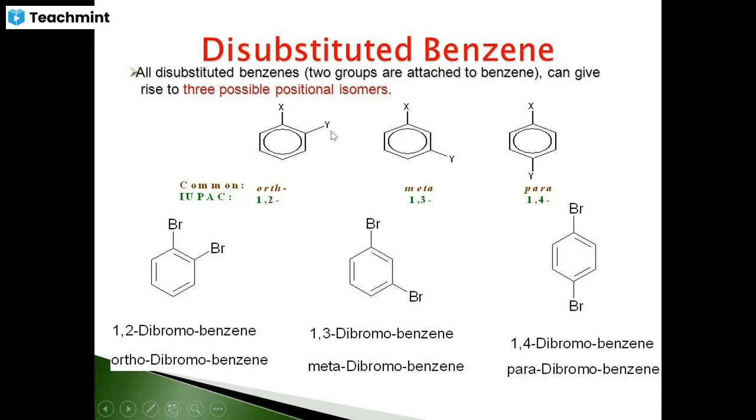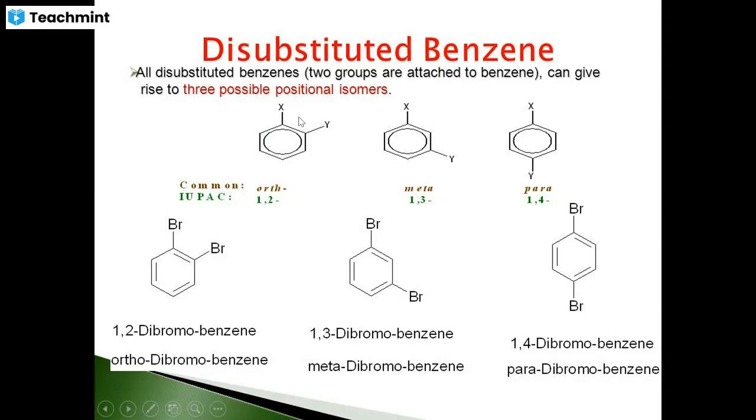Suppose X and Y are the substituents present on the benzene ring. At what positions are they bonded in the benzene ring? A total of six carbon atoms are there in the benzene ring: one, two, three, four, five, six. They can form a bond with any carbon atom. Suppose X and Y are there, but we have to think about the position.